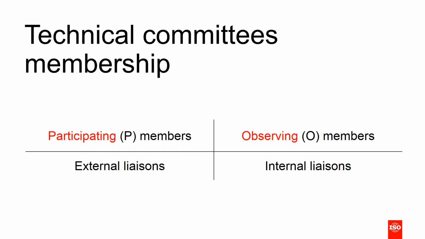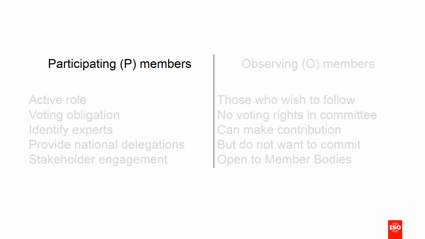Last but not least, we have internal liaison. This mechanism is to ensure proper coordination and collaboration amongst different technical committees at ISO, or also with technical committees at the IEC.